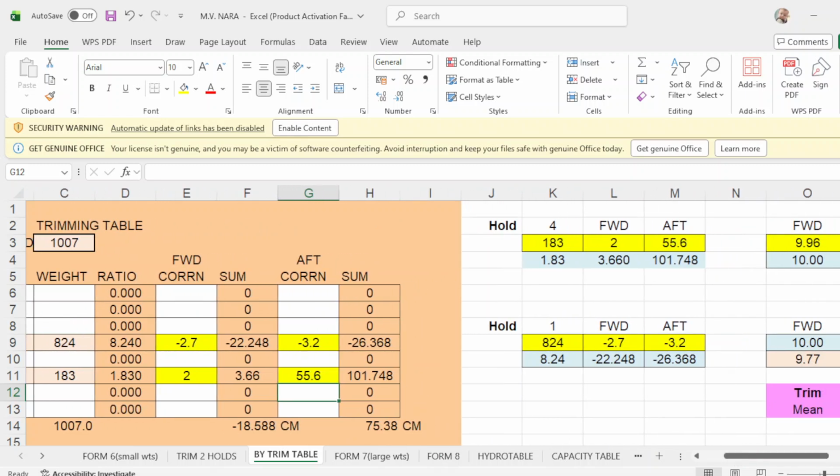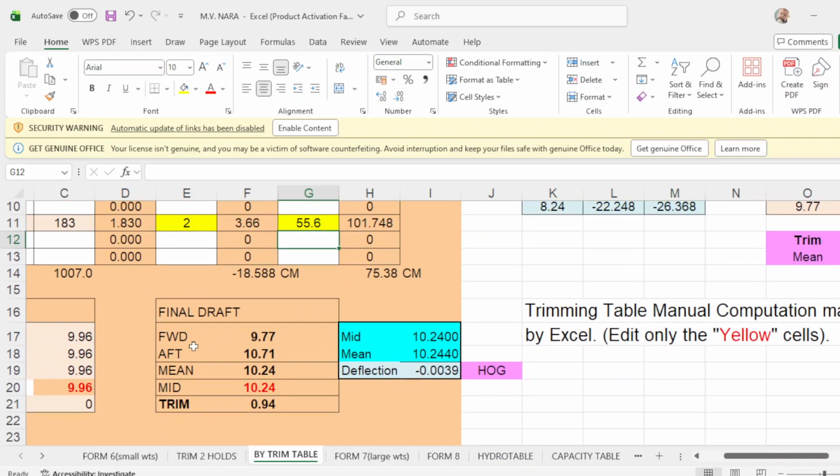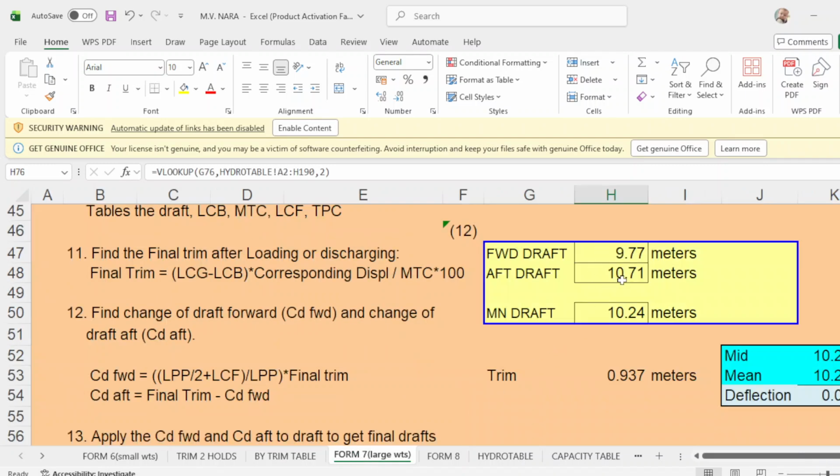Now after you have put this forward correction, then your drop forward will be 9.77 and drop aft will be 10.71. Your mean drop is 10.24. Your trim is 0.94 and you have zero deflection, which is exactly the same as this figure. Okay, then go back.